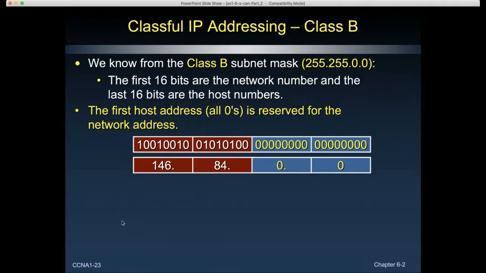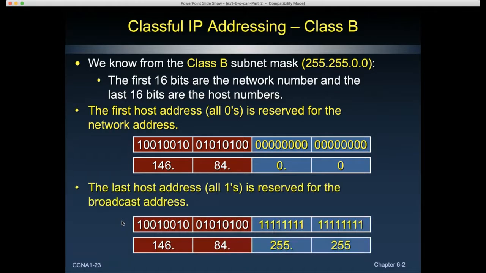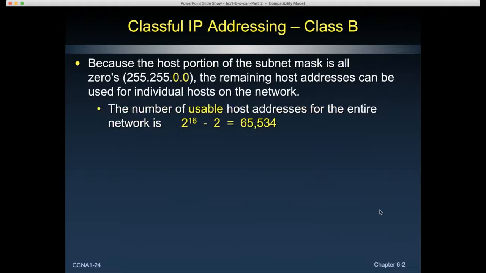So the first host bits are all zeros. The 16 yellow zeros, that's our network identity. Cannot use that for printers, servers, employee desktop PCs. Only the routers can use that for their routing tables. When the host bits are all ones, that's reserved for the broadcast function. Okay, good. The host portion is all zeros.